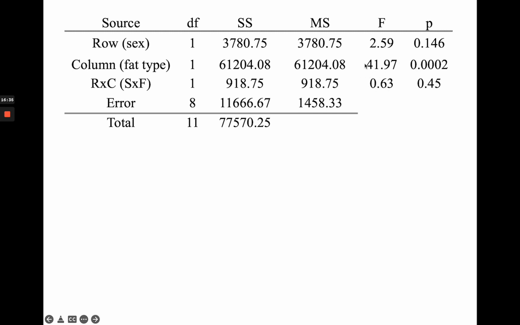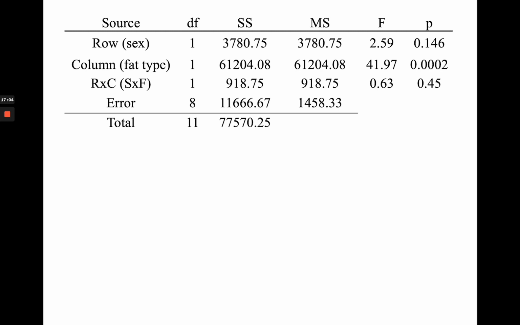Obviously, 41.97 is a very large F statistic. If you look that up for 1 degree of freedom in the numerator and 8 degrees of freedom in the denominator, you will find that that is the only thing in this ANOVA that is significant. So there's no effect of sex on weight gain, but there is a significant effect of fat type, and there's no interaction term in this particular example.